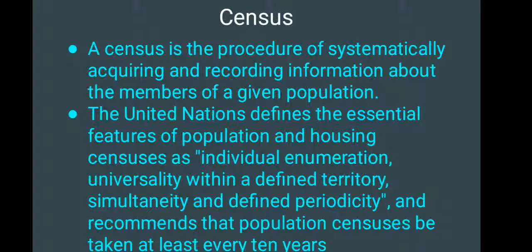The United Nations recommends that a population census be taken at least every 10 years. Exactly, so the 10 year principle is followed from now onwards. As you can see, 2001, 2011, 2021, and the upcoming census might be taken next. Let us see what will happen. The upcoming slides will show what the population range is. Moving on to the next slide.